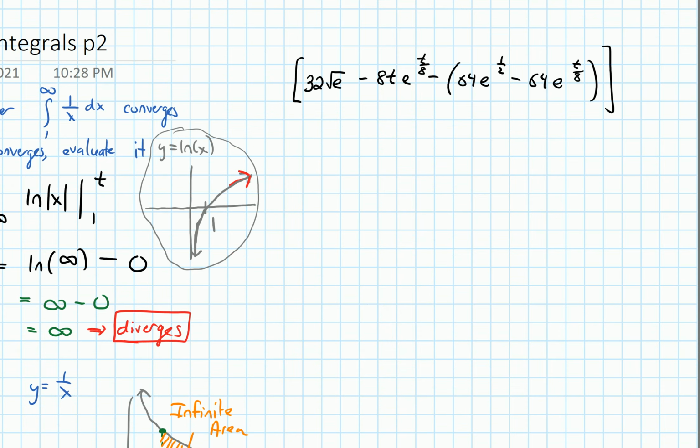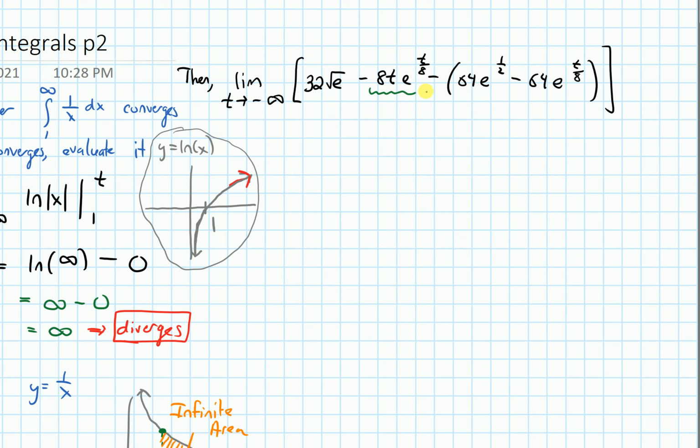Alrighty, so I've just copied my expression from before. Then we need to take the limit of this as t goes to negative infinity. The constant terms are going to be easy. They're just going to stay there. So what I need to worry about is the stuff that has t's in it.